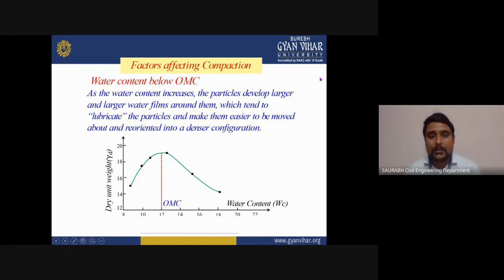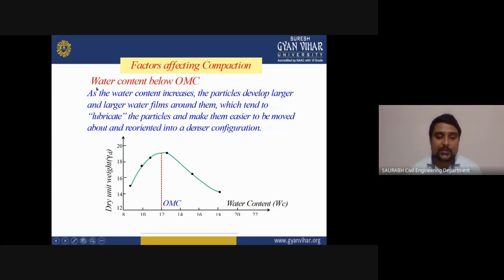So how does water content below OMC affect the compaction? You can see here in this graph. As the water content increases, the particles develop larger and larger water films around them, which tend to lubricate the particles and make them easier to move about and be reoriented into a denser configuration.